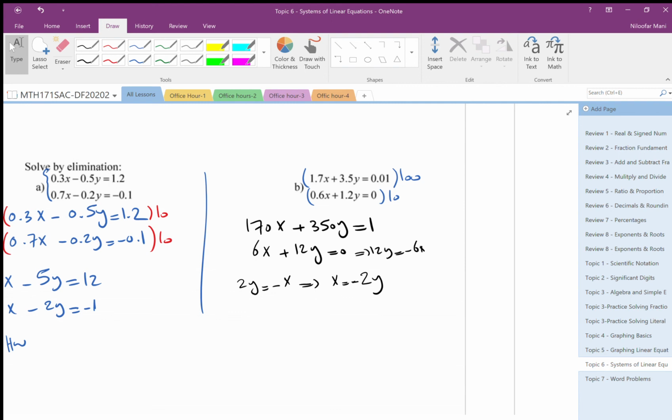Okay, you can go by elimination, you can go by substitution. Also, you can have some more challenging ones, very similar to what I did at the end of the lesson.